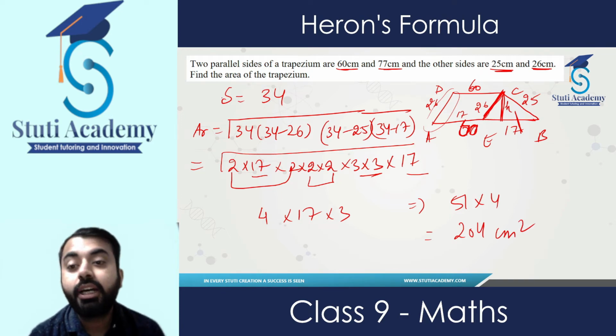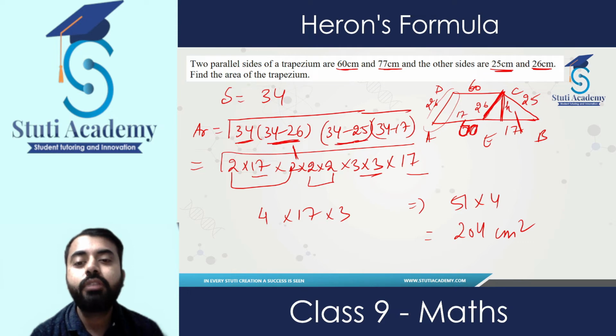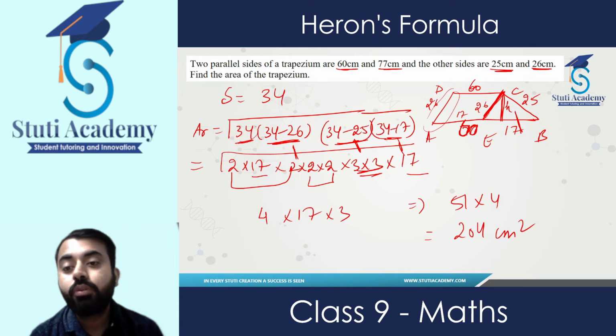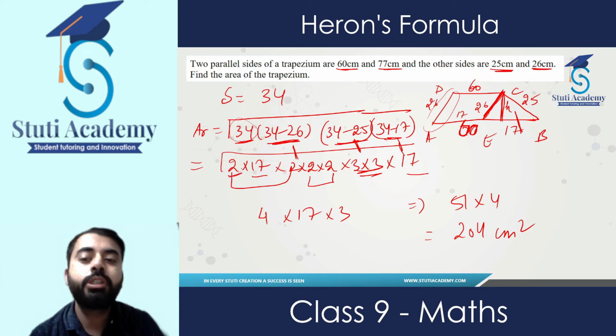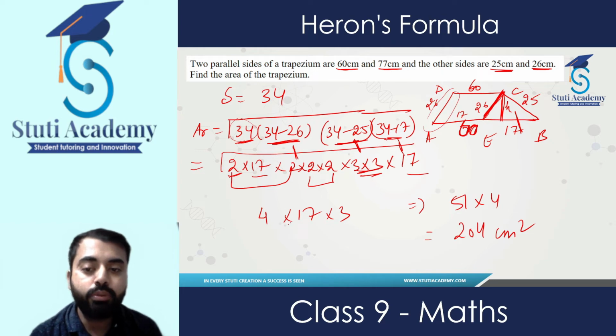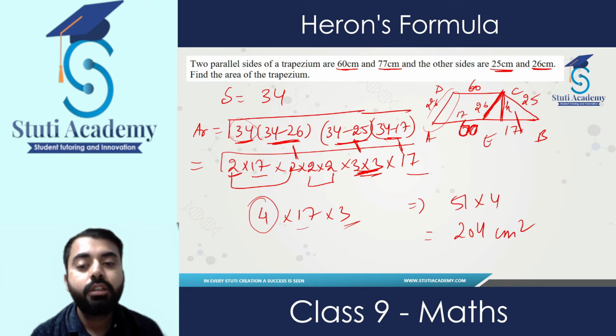Understood? See, I knew 34 was my S, minus 26 will give me an 8, which was 2 into 2 into 2, and 34 minus 25 will give me a 9, which was 3 into 3, and 34 minus 17 will give me a 17. I could have written 34 to be 2 into 17, right? I had a pair of 2, I got my 2 out. I got another pair of 2, so I got another 2 out. That means I got my 4 out. I had a pair of 3, I got 3 out. I had a pair of 17, I got my 17. Right? I had to multiply it. 17 threes are 51. 51 into 4 is 204. I got my area.